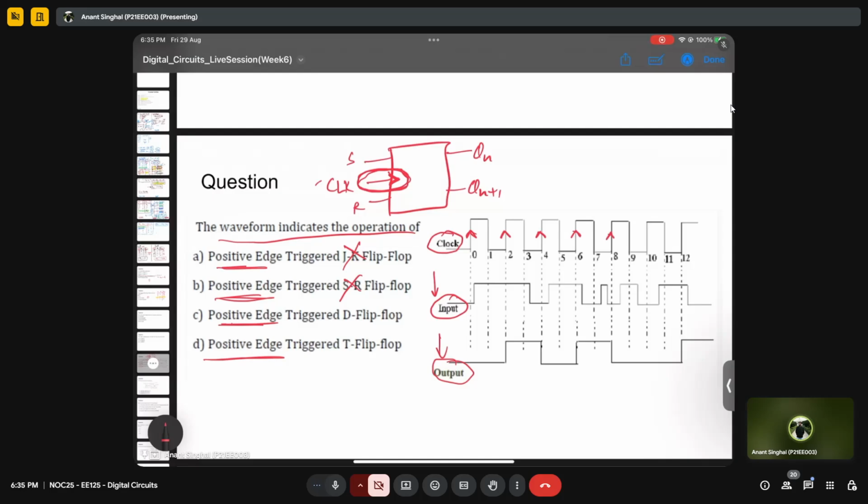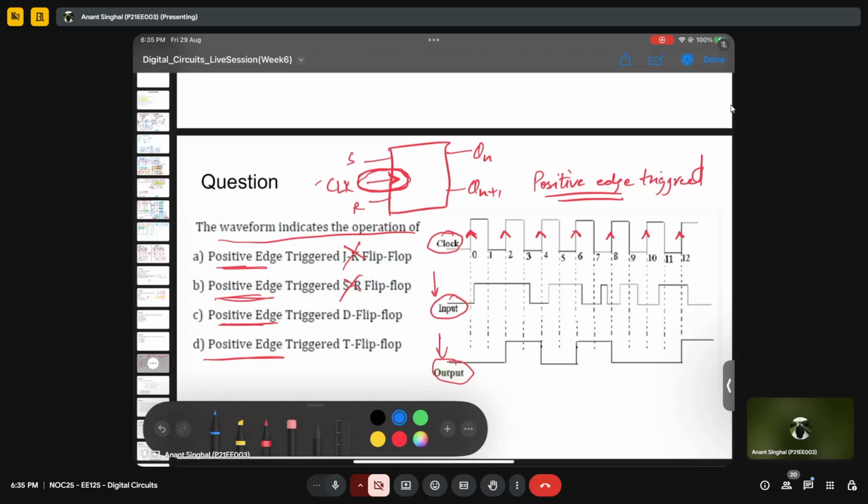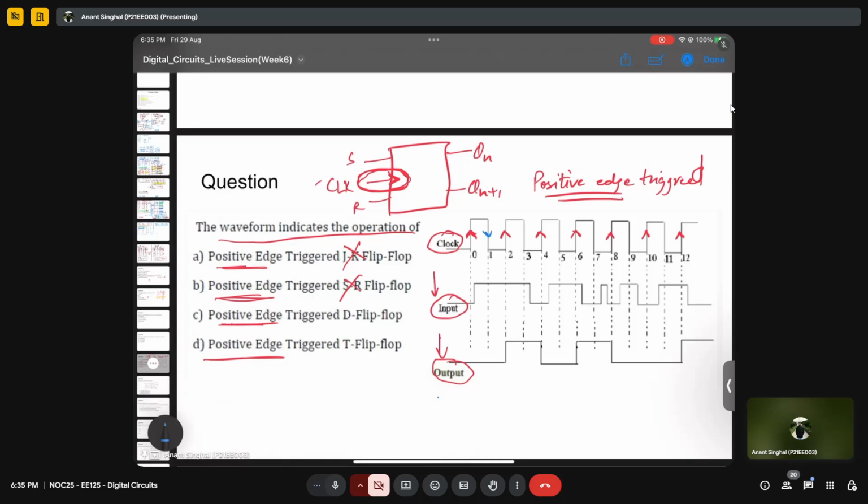I hope you are able to understand this. If it is changing from low to high, then it is a positive edge triggered flip flop. And the same goes when it is changing from high to low. When the output is changing at these edges, then it is called a negative edge triggered flip flop. Is this clear to everyone?